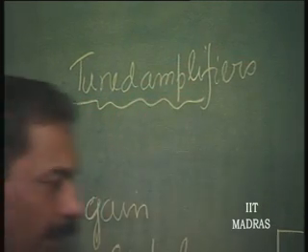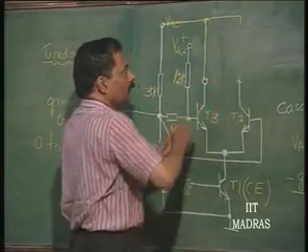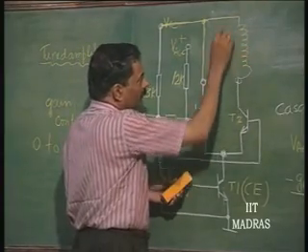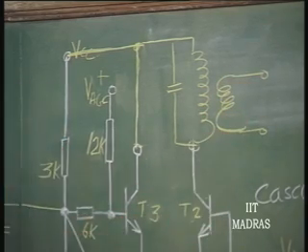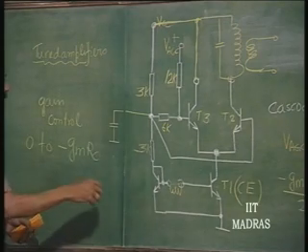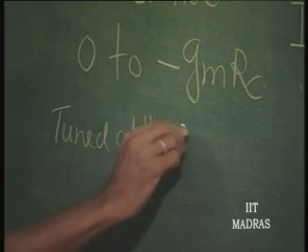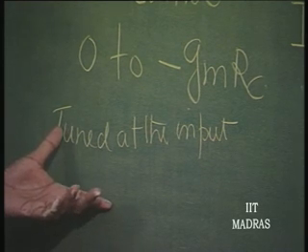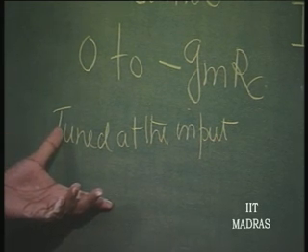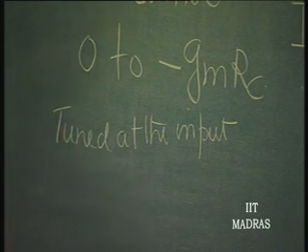Where it may be coupled by means of an IF transformer at the input, and a tuned circuit may be put at the output, which may be an IF transformer to the next stage. So, these are called tuned amplifiers, tuned at the input. What do you mean by tuned? That means resonant at a certain frequency called IF or RF, whatever be the frequency at which you want to design the amplifier. That is called tuning, tuned at the input and tuned at the output.